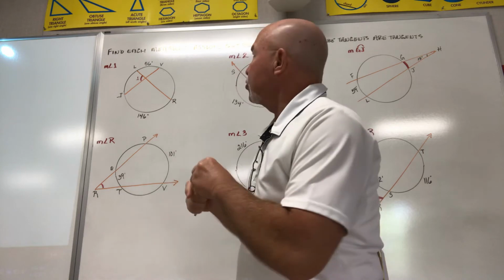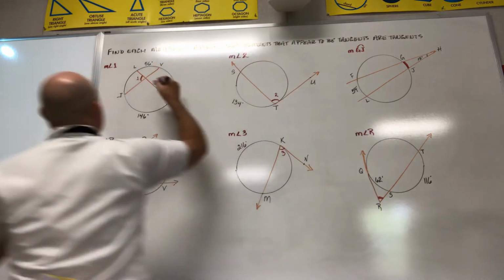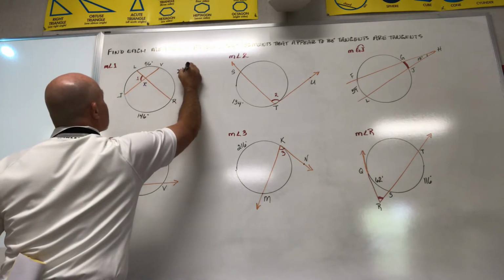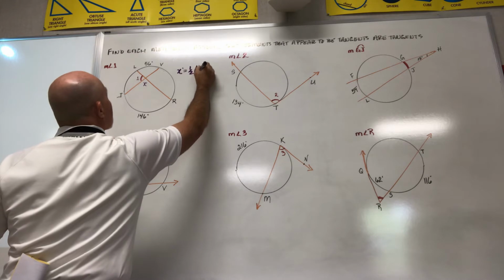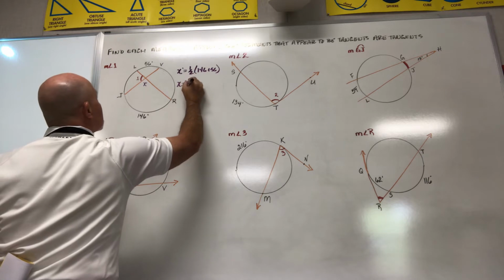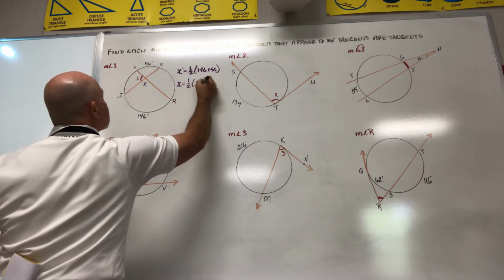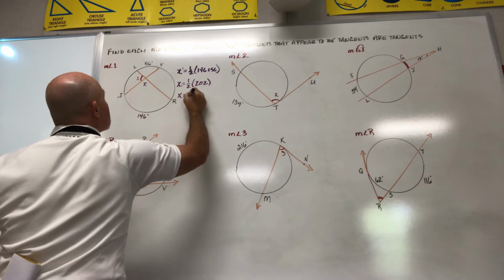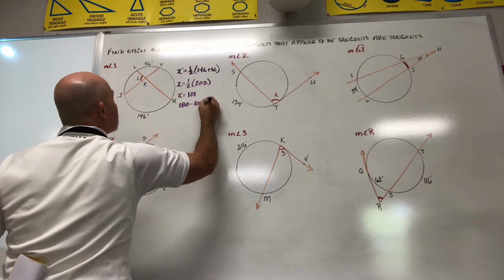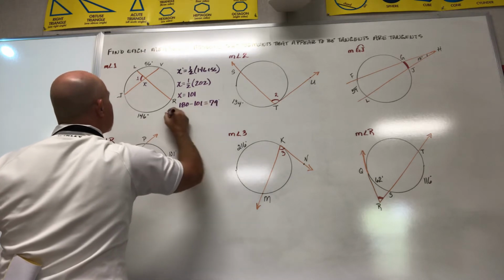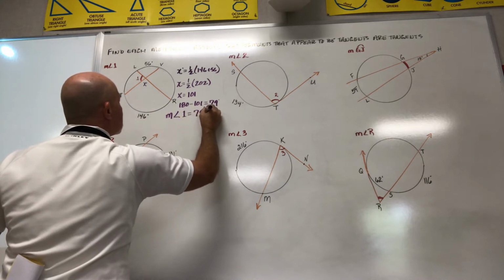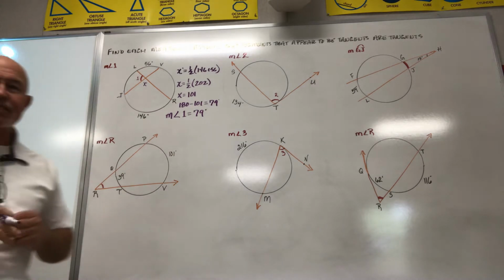So here we go. Let's walk through it. I'm just going to find this right here. I'm going to call it x degrees. So the measure of angle 1 is 79 degrees.